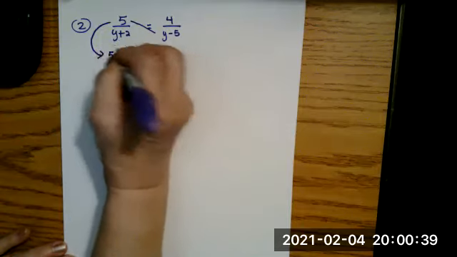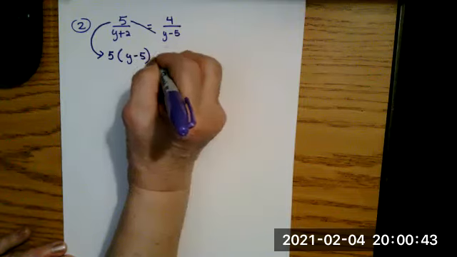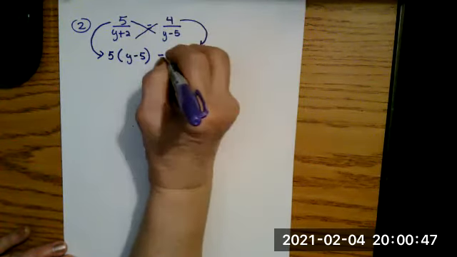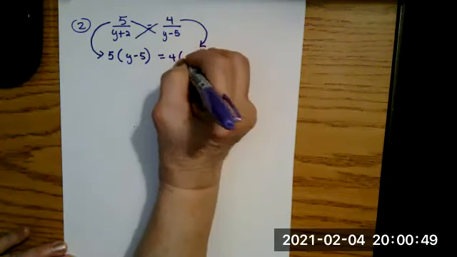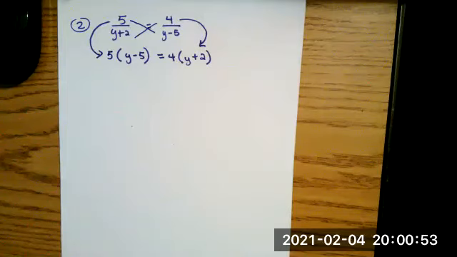So we have 5 times y minus 5 equals, and this side is going to end up being 4 times y plus 2. See, you cross multiply there. Isn't that cool?